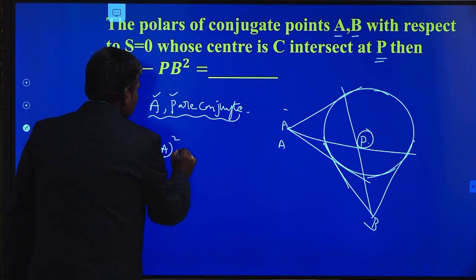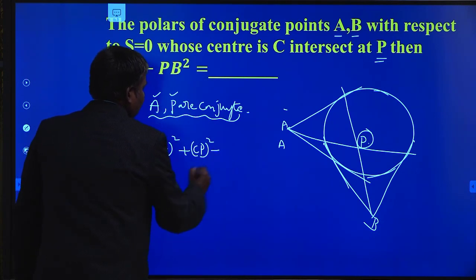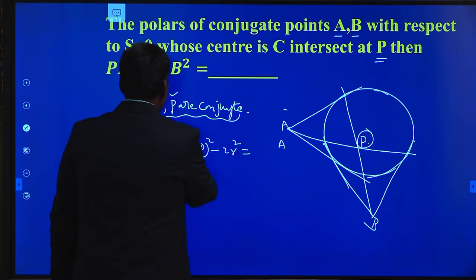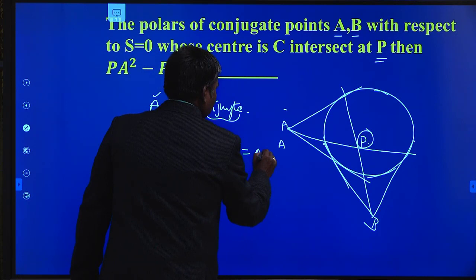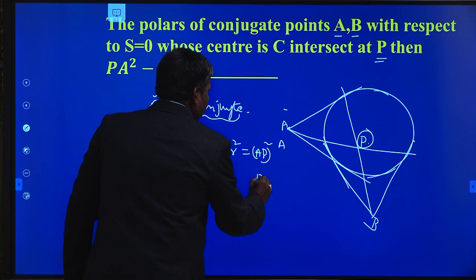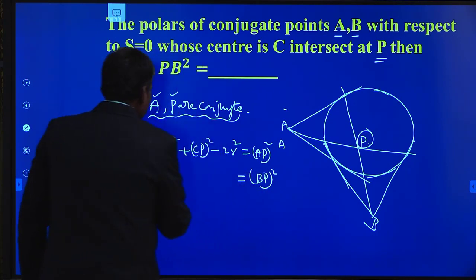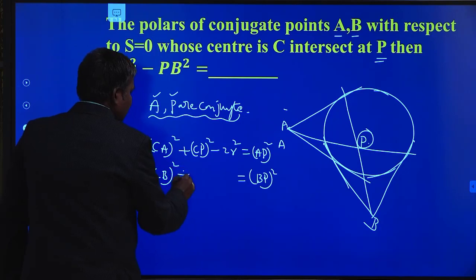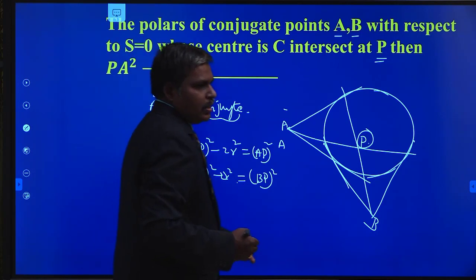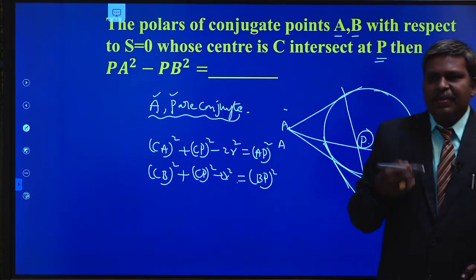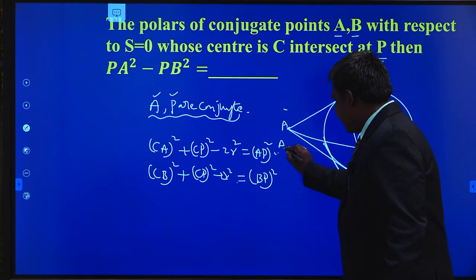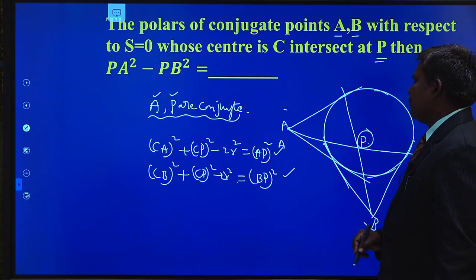CA square plus CP square minus 2R square is equal to what now? AP square, by definition of the previous result. Similarly, BP square is what now? CB square plus CP square minus 2R square. Am I correct or not? A, B are conjugate points, then AB square is equal to CA square plus CB square minus 2R square. By that definition itself, we obtain AP whole square, BP whole square.